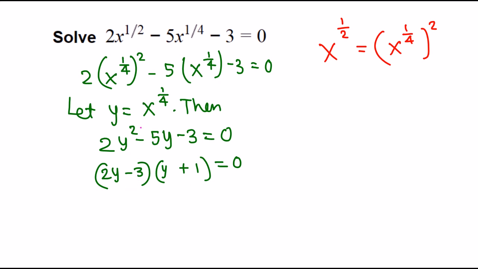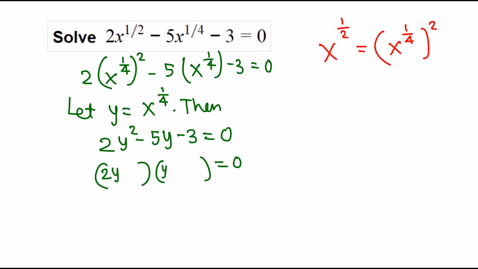And the middle term is coming from multiplying these two and these two. 2y times 1, 2y. Negative 3 times y, negative 3y. 2y minus 3y, negative y. But we have negative 5y. So this factoring is not good. Okay, we have to change.